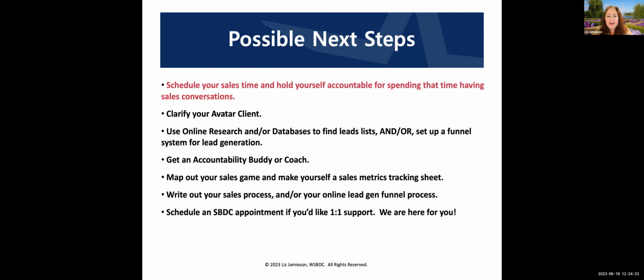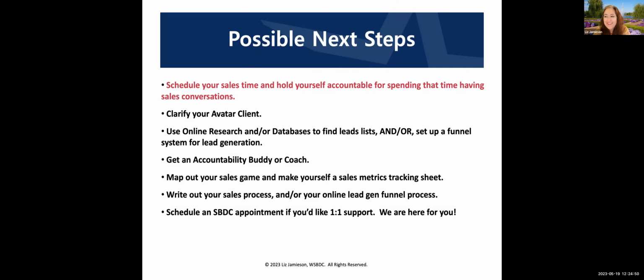So schedule some time and hold yourself accountable for that sales time. It helps if you do it the same time each day. So every day, 9 to 12 is your sales time, or every Friday, 2 to 4, or whatever it is for you, right? But if you do it at the same time each day or each week, you build good sales habits.